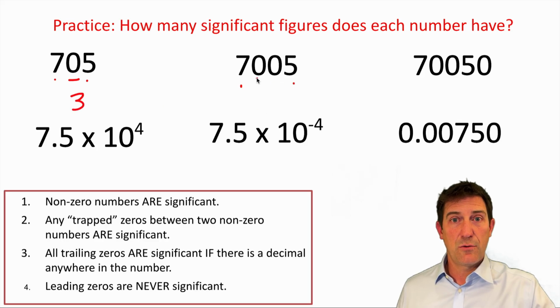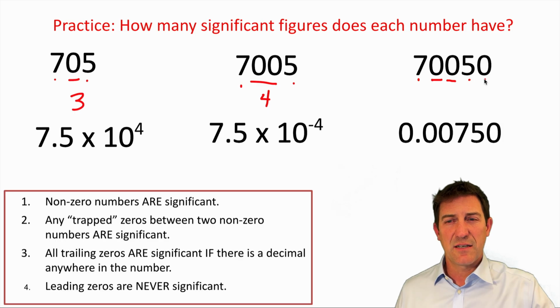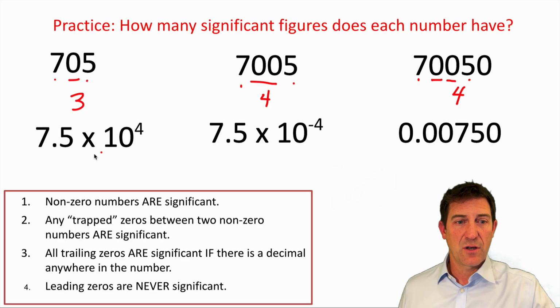1, 2, 2 trapped zeros makes a total of 4. 1, 2, ooh, trapped 0, trailing 0. Well, this trailing 0 is not significant because there's no decimal anywhere in the number. So this one has 4 significant figures.